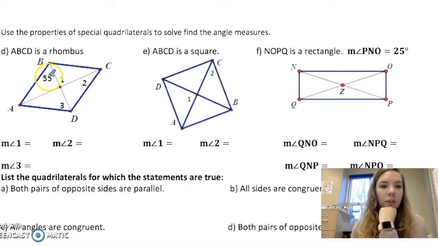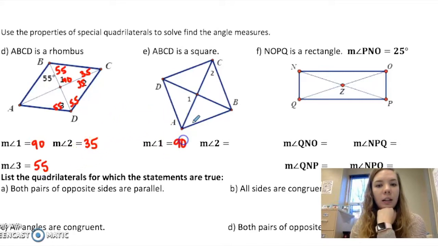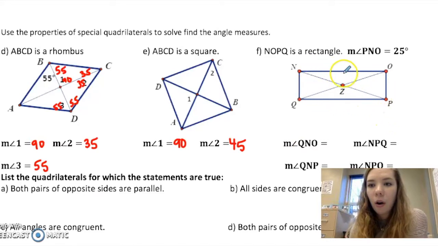So, if I know that this angle is 55, I also know that this angle is 55 because the opposite angles are bisected in a rhombus. So then we have 55 and 55 down here also. If these total 110, then that makes these total 70, or each piece 35. And then angle 1 has to be 90 because it's perpendicular in the middle. For a square, angle 1 has to be 90, and then since this was 90 and it's cut in half, angle 2 is 45.